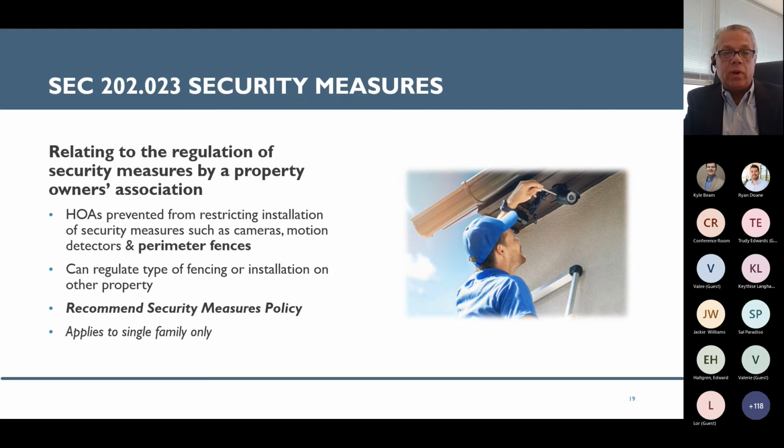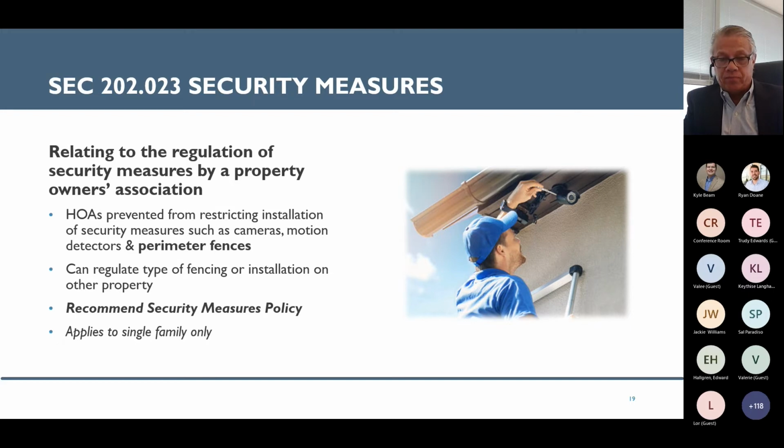So right now, we don't know if that means the materials, the height, what it means really. And I'm sure that in the next few years, we will have some cases where an association is trying to regulate perimeter fencing and an owner decides that that's out of the association's authority and challenges that regulation. We do recommend that you have a security measures policy in place to regulate, to the extent that the board wants to, those security measure fencing.